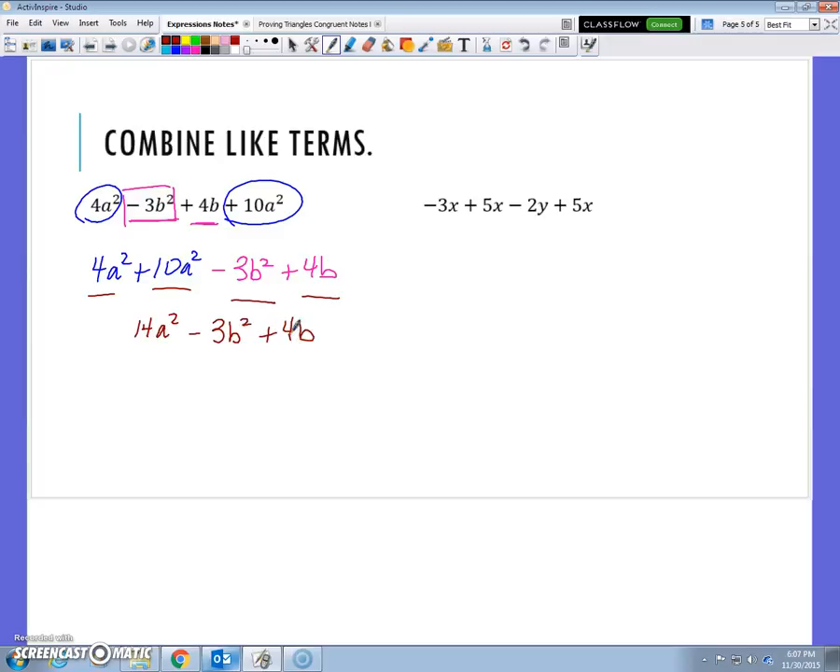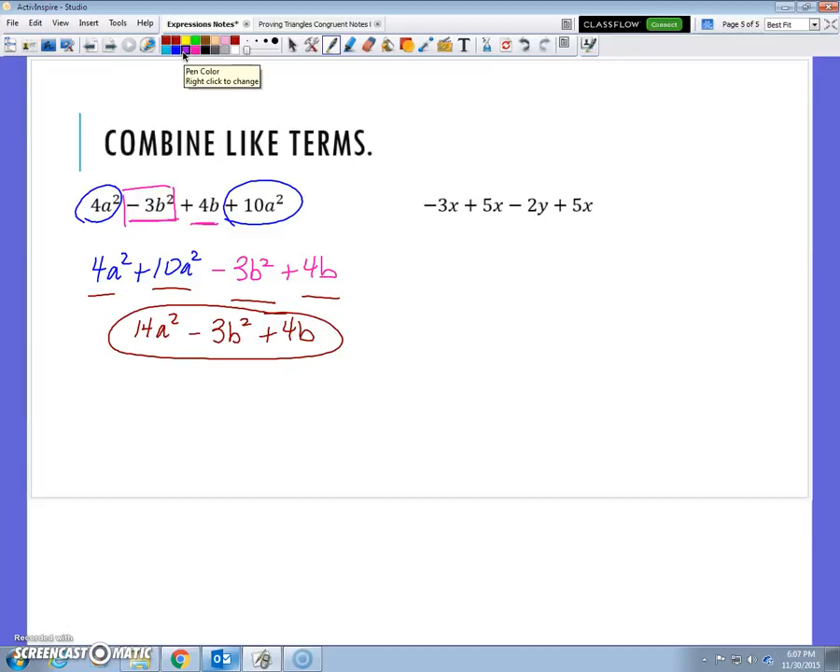And now it's just a matter of putting my terms in alphabetical order. I have my a, my b's, and my b's again, and this b has a bigger exponent than this b, so it's actually already in the order I need it to be in. And we're going to call that a trinomial because there's 3 terms there, but we're going to learn about that later. For right now, really the emphasis is just on making sure we can combine our like terms.